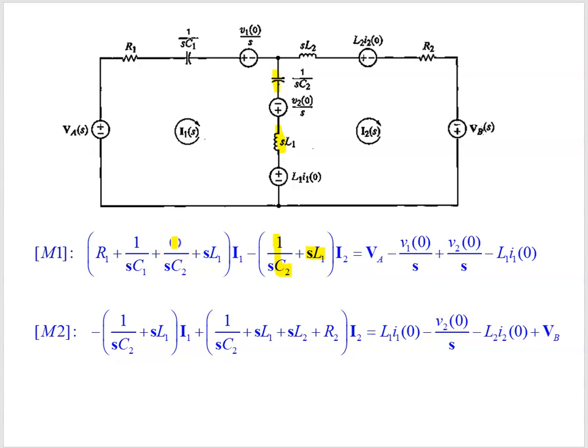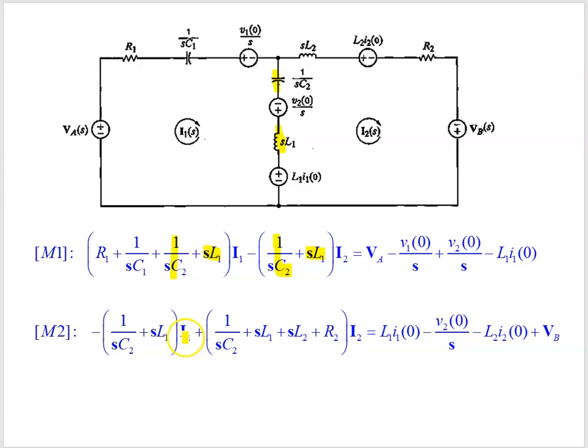It's positive for I1, right? So all our passive references for I1, because of our methodology, are positive. All our passive references for I2 are negative. And similarly, we can go through and write our mesh 2 equation. So hopefully you can do that.